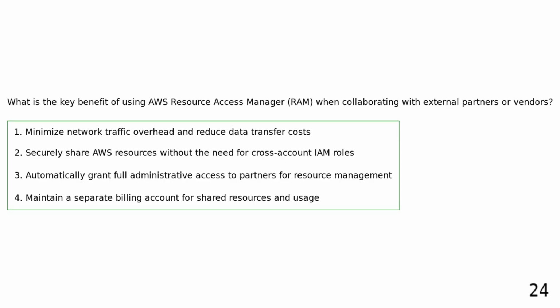What is the key benefit of using AWS Resource Access Manager when collaborating with external partners or vendors? Minimize network traffic overhead and reduce data transfer costs. Securely share AWS resources without the need for cross-account IAM roles. Automatically grant full administrative access to partners for resource management. Maintain a separate billing account for shared resources and usage.